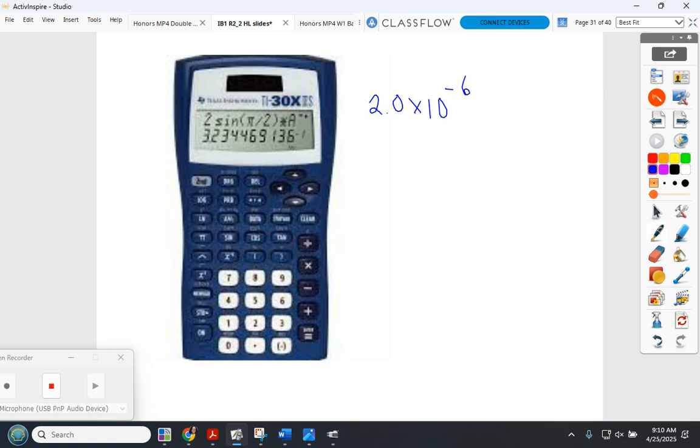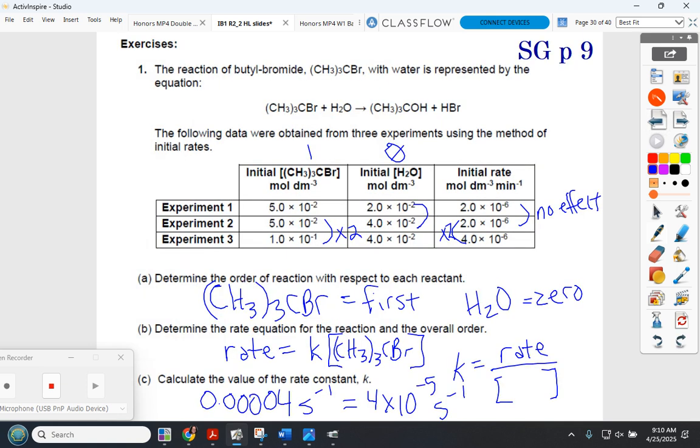On the last slide, would it be per second or per minute? Oh, you're right. It would be per minute. Thank you. Good catch. And we'll talk about that actually in a little bit.